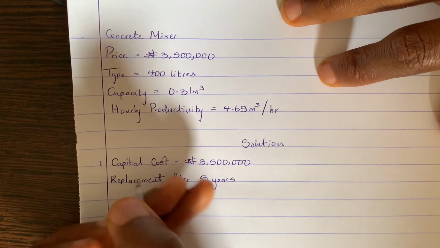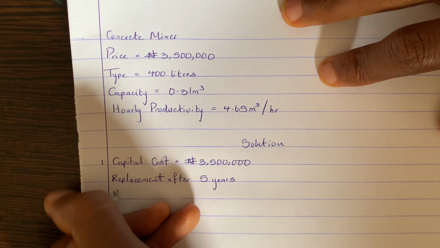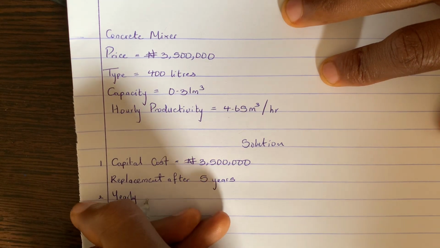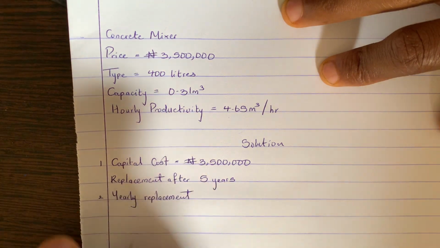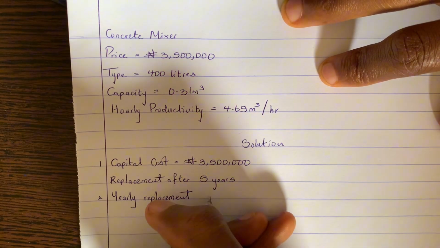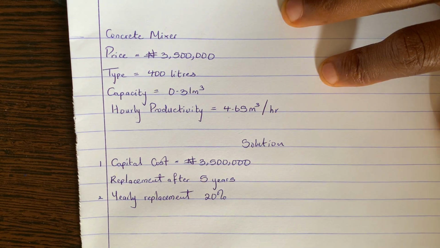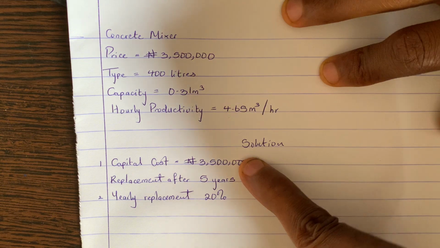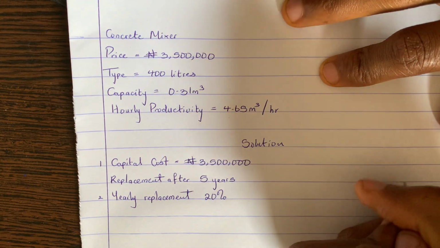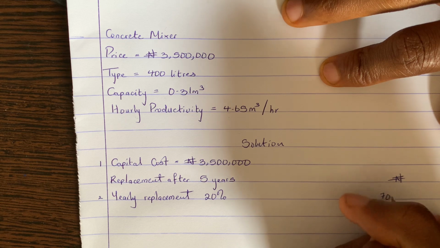So now we can say yearly replacement. It means that every year we ought to save 20%. So you now have to check what is 20% of 3.5 million. 20% of 3.5 million is equal to 700,000 naira.